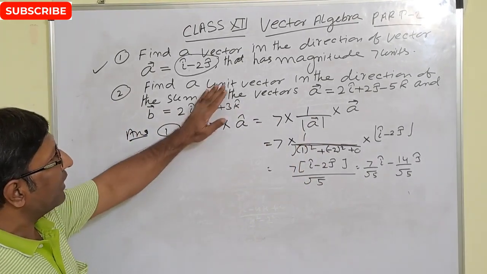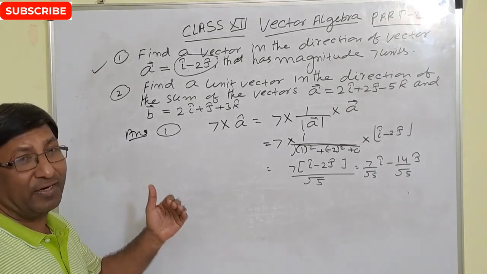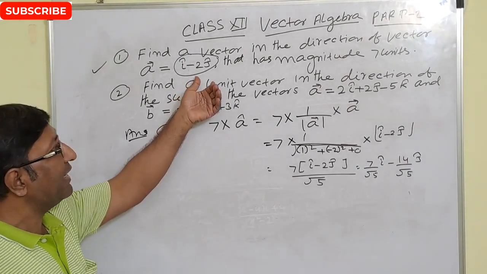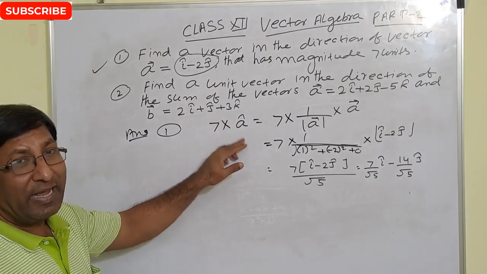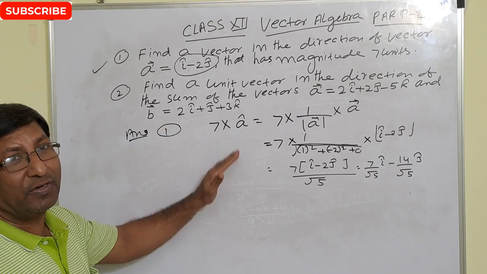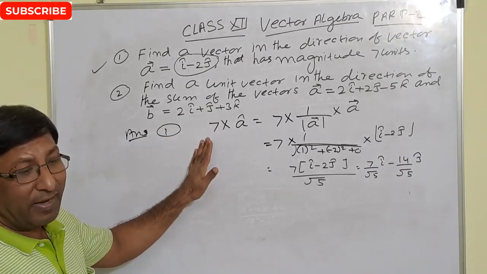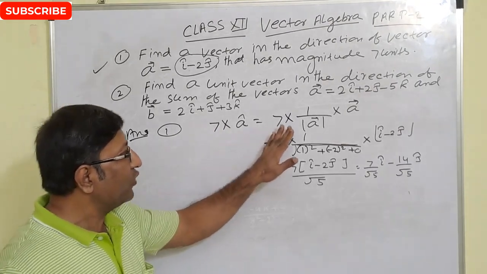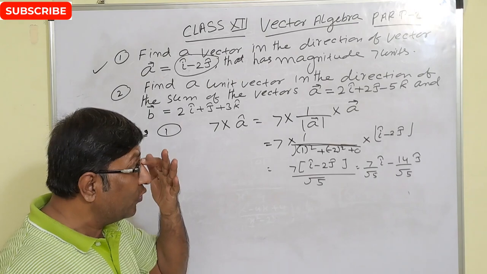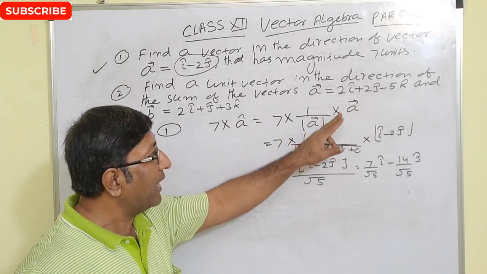So anytime, if the magnitude is given and you are asked to find a vector in the direction of any vector that has that magnitude, then find the unit vector and multiply it by the given magnitude. Here the magnitude is 7, so 7 multiplied by unit vector A. The formula you know: 1 upon magnitude of vector A multiplied by vector A.